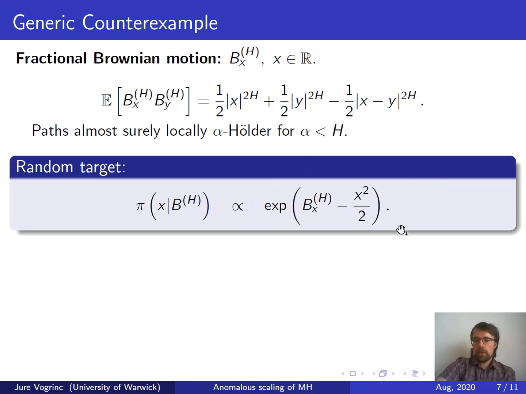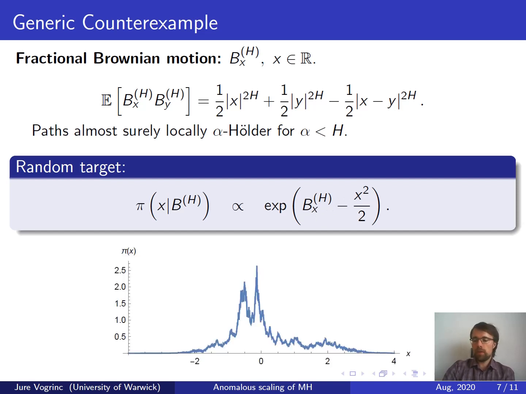So what are they? They are Gaussian density perturbed by a path of fractional Brownian motion. They look something like this. This is one generated example. And at this stage, we can ask ourselves, if I take a realization of fractional Brownian motion and I construct this target density, does the classical result of Roberts, Gelman, and Gilks apply to it? And it doesn't. And it's even more surprising than that.